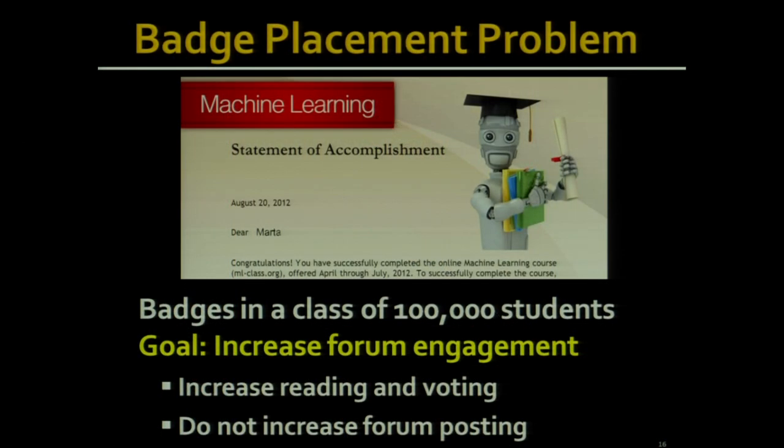So actually here we worked with Andrew and Coursera and tried to incentivize students to study more in massive online courses. In particular, we worked with a class of 100,000 students taking machine learning, and the goal was to increase forum engagement. So basically the idea was to increase the amount of reading and voting while not increasing the amount of forum posting. So we created a set of badges for reading and voting, but we didn't give any badges for the amount of posting.